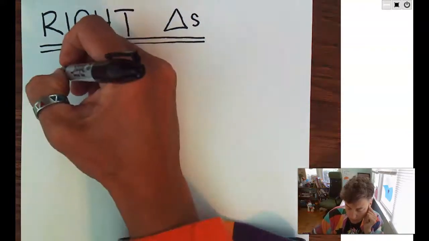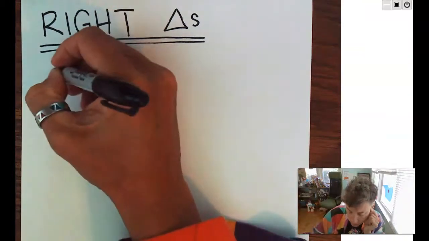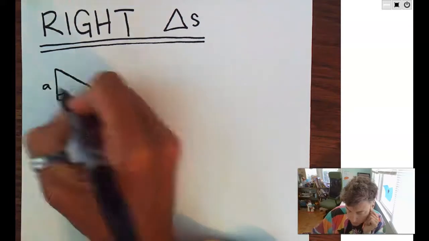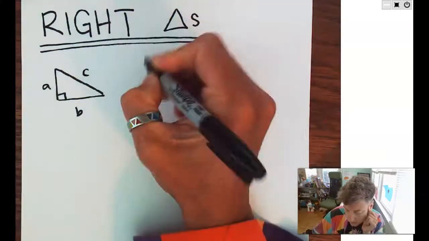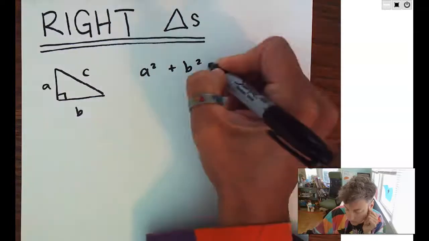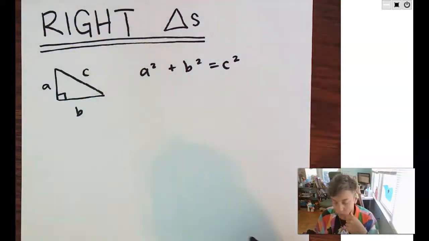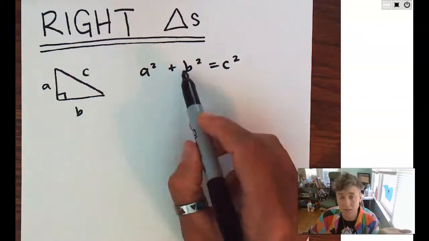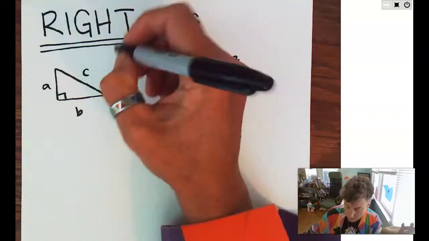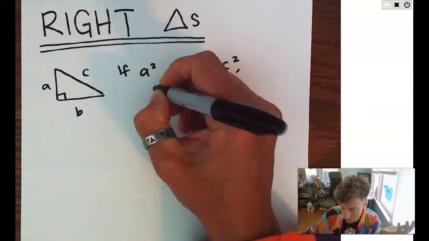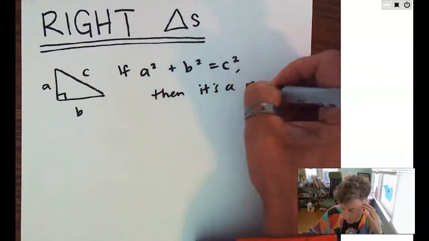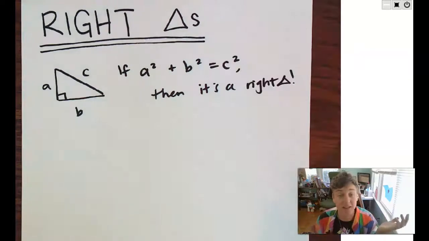Think about the Pythagorean theorem, which we could only use with right triangles, which said that a squared plus b squared equals c squared. So we can use this fact to prove that the side lengths given could form a right triangle. If a squared plus b squared equals c squared, then we have a right triangle. If not, then it's not.